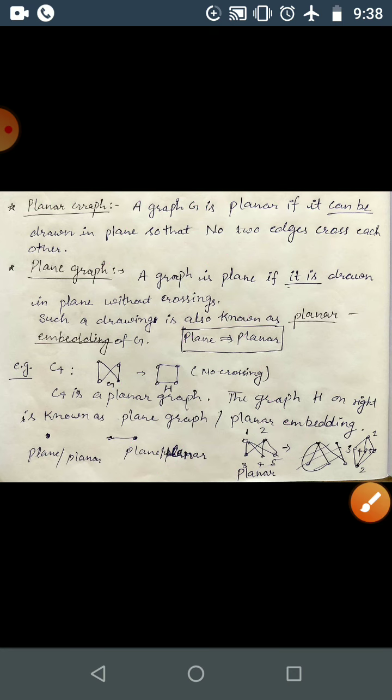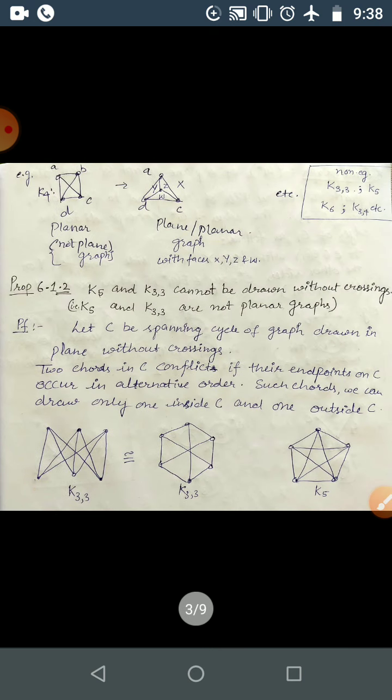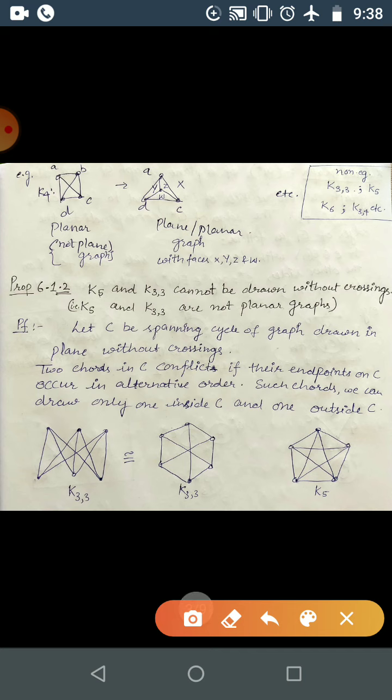So some graphs which are not planar, let's discuss those. K4 we have done. This part of K4 is planar but not plane because here we have some crossing. Correct? And this is plane as well as planar. So this is the redrawing of this graph only.